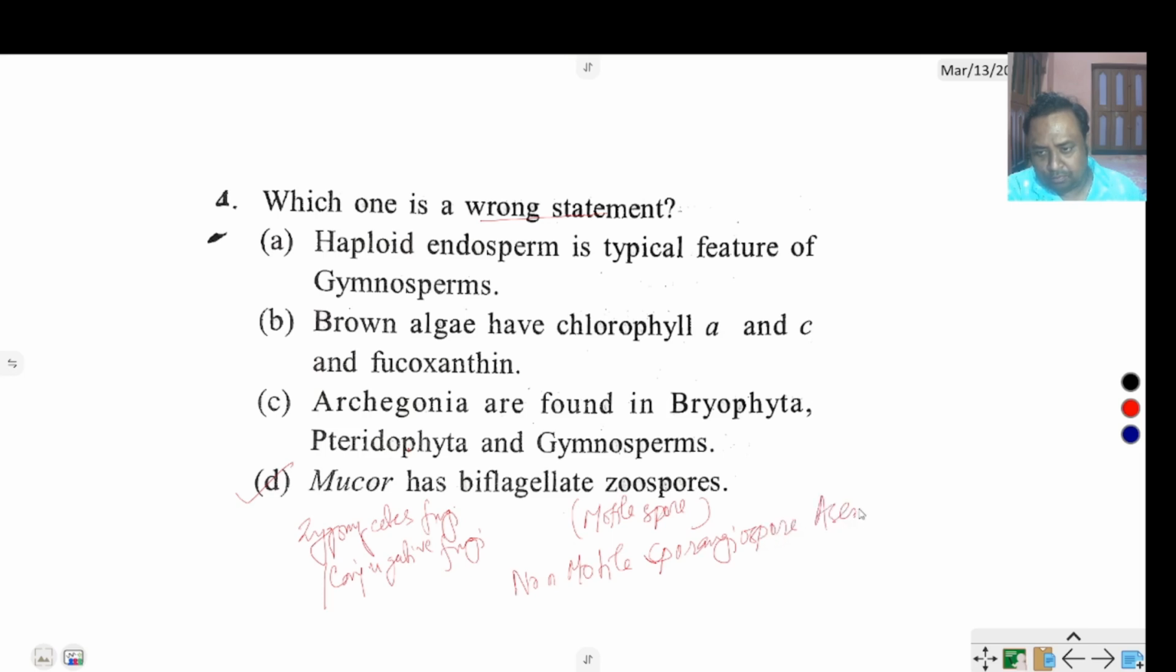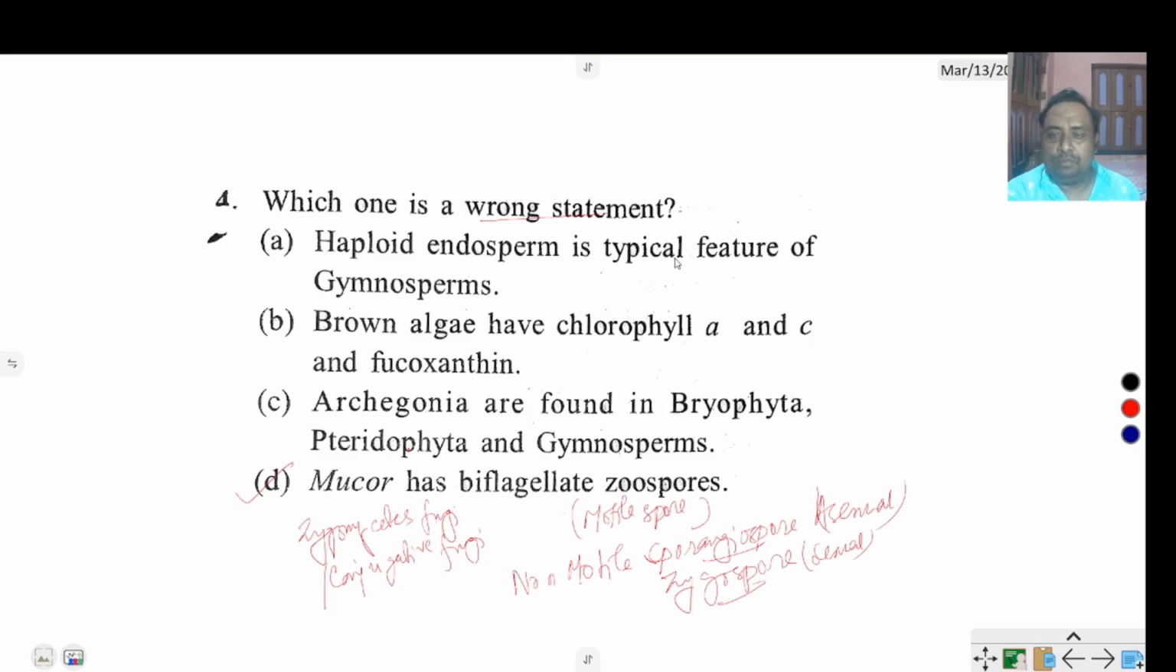Asexually, they have aplanospores, and sexually, zygospores. Non-motile sporangiospore and zygospore is the sexual spore. So Mucor has biflagellate zoospore is wrong. Mucor does not have biflagellate zoospore. Mucor has non-motile sporangiospore and zygospore. And the other options are right.